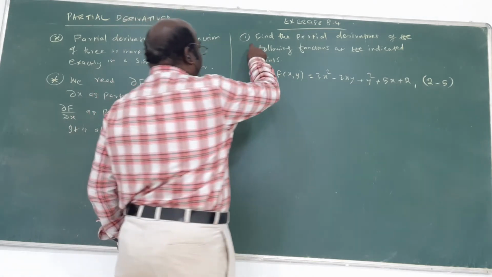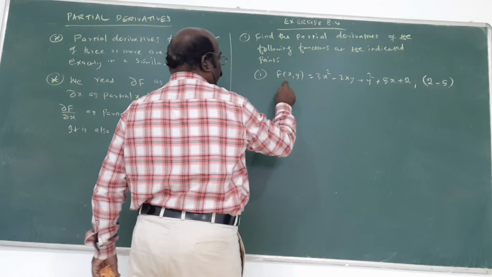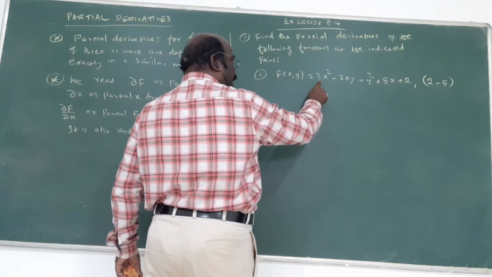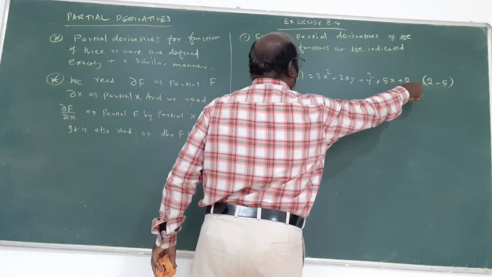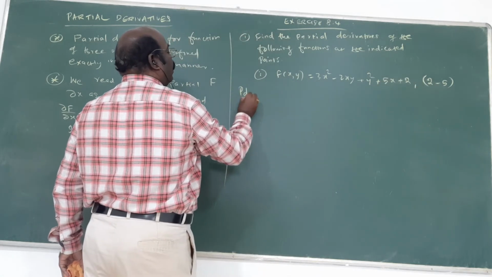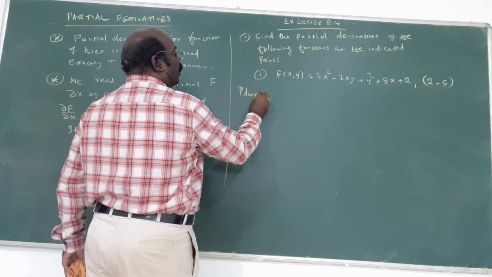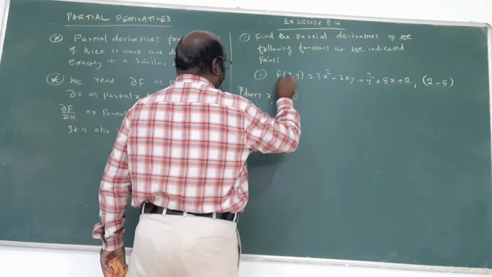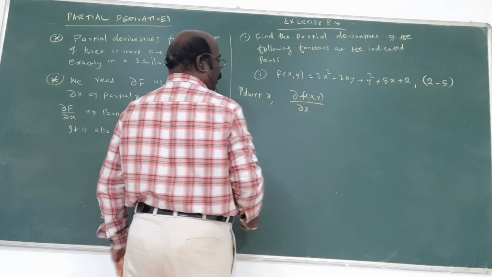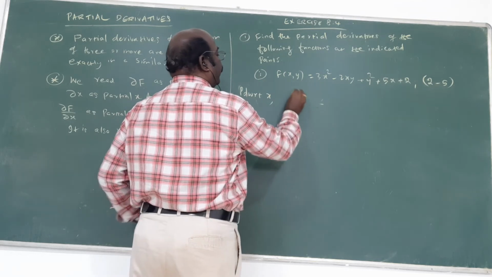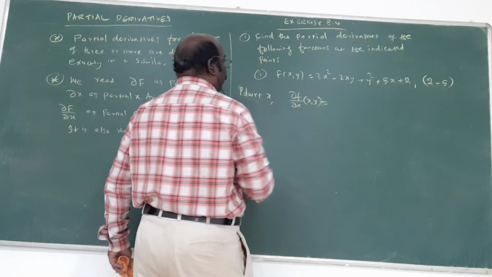Now, the first question: find the partial derivatives of the following function at the indicated points. The first one is f of x, y equal to 3x square minus 2xy plus y square plus 5x plus 2. The point is 2, minus 1. Very first, partially differentiate with respect to x. That is del f by del x of x comma y, equal to what?